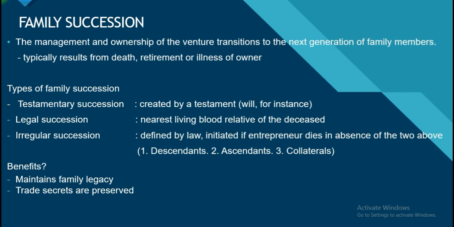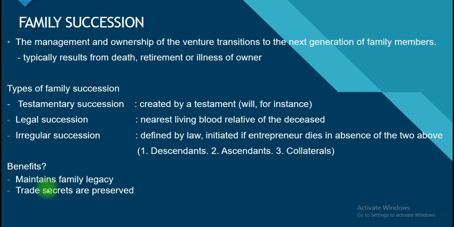Typically, you may find that this happens in a situation where the entrepreneur dies without leaving a will, for instance. And you know, the different types, so you have descendant, ascendant, and collateral. Descendants would be, yes, children. Ascendants would be like parents, grandparents, and collaterals would be siblings, nieces, nephews.